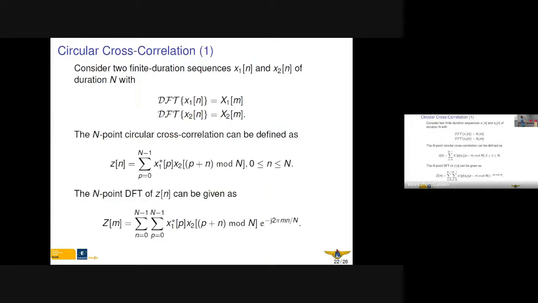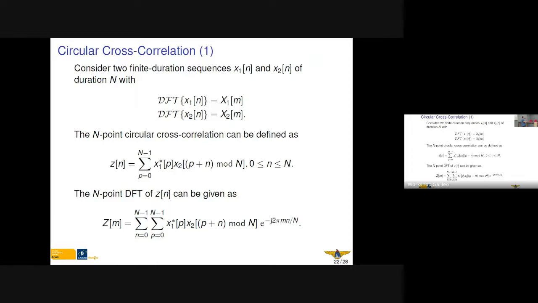Yeah, and then also cross-correlation can be given as two finite duration sequences x1 and x2 of duration N. So we have the DFT of x1 is X1 of m, and the DFT of x2 of n is X2 of m, and the N-point circular cross correlation then can be given as Cn, and this is the sum of p from 0 to N minus 1 of x1 conjugate p x2 of p plus n modulo N, so that's the circular shift here, and n is between 0 and capital N.